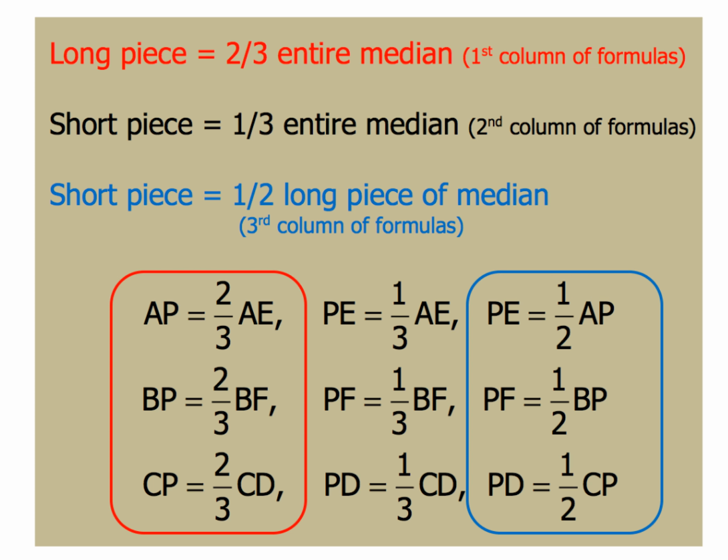The long piece, this is how I want you guys to remember it, that's going to be 2/3 of the entire median. The short piece is going to be 1/3 of the entire median. So those are those first two columns of formulas. If you're given the entire median, you use those first two. But if you have the short piece or the long piece, the short piece is going to be half as long as the entire median. So those are the three, that's another way to remember it.